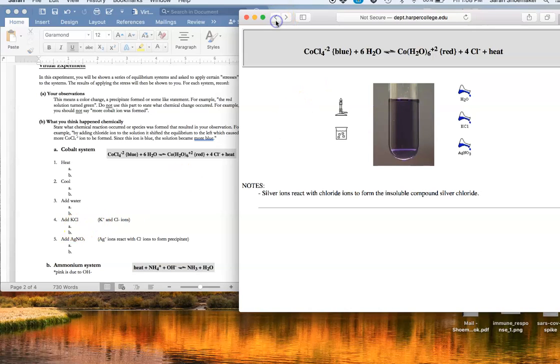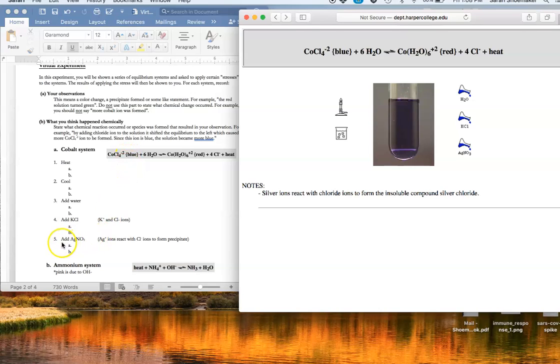And why did it do that? Well, the potassium chloride, when you add it, it's going to dissociate in solution to potassium ions and chloride ions, right? Well, chloride ions are part of this equation here. They are on the product side. So by adding potassium chloride, what we've done is we've added more product, which is then going to shift it towards reactants. That's why it appears more blue.